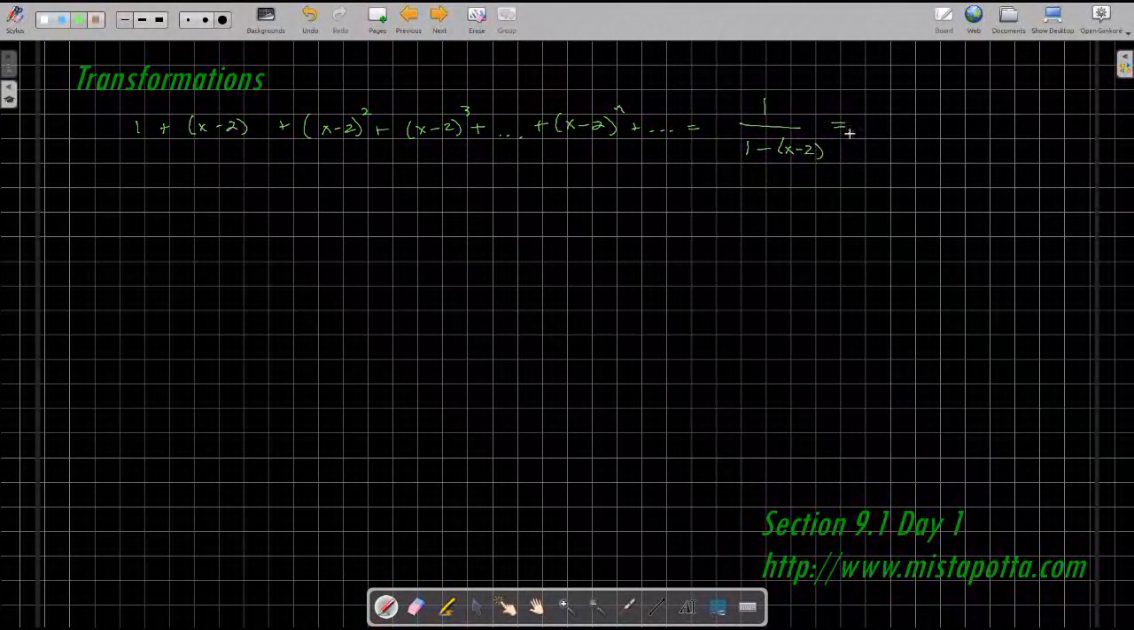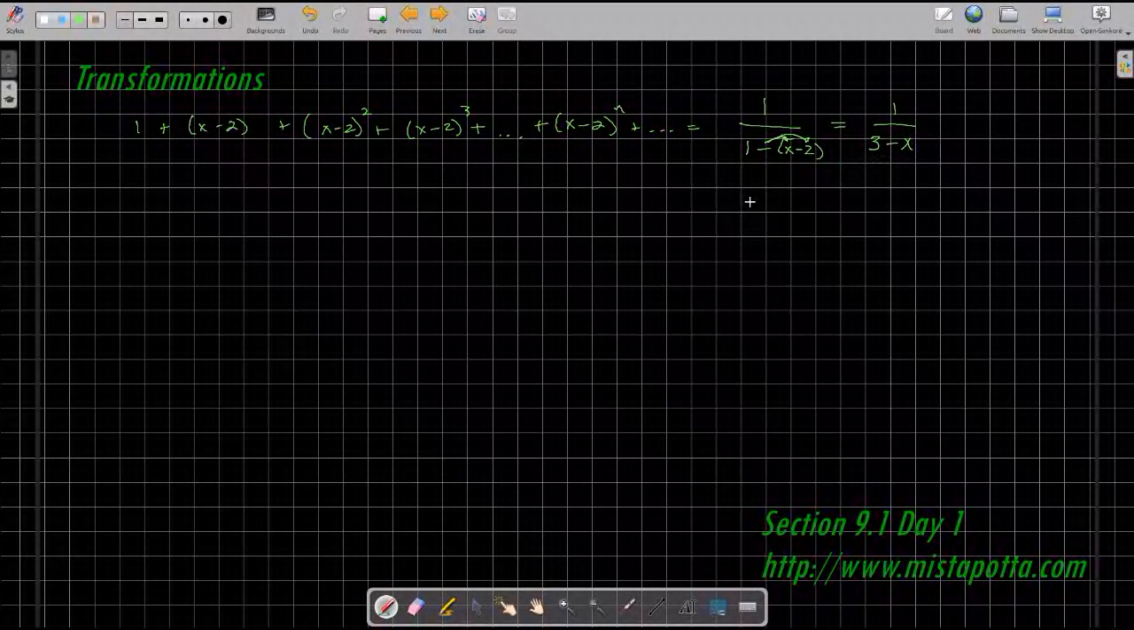But I can manipulate this algebraically by distributing the negative. So the x is still negative, but this 2 becomes positive, and this really becomes 1 over 3 minus x. So not only can I change this term in this geometric series function, but I can also change this constant.